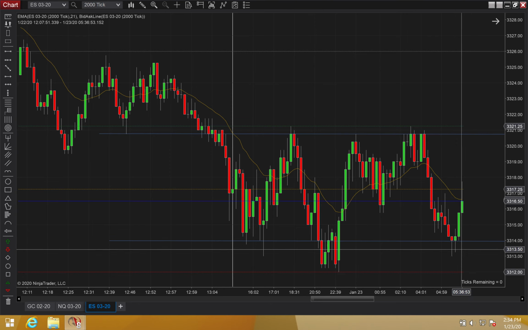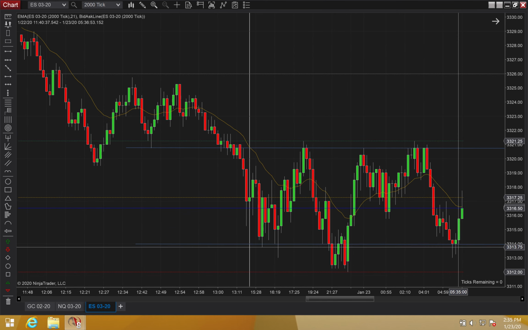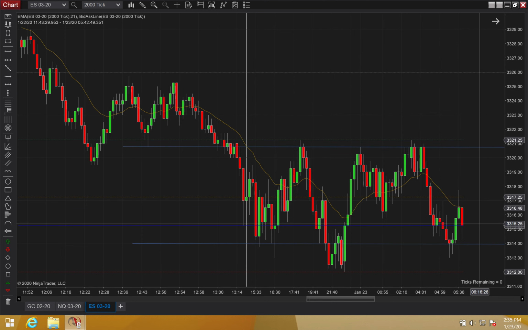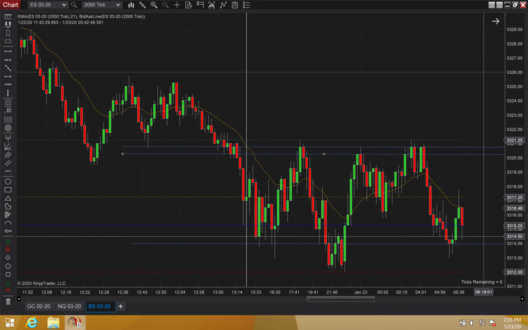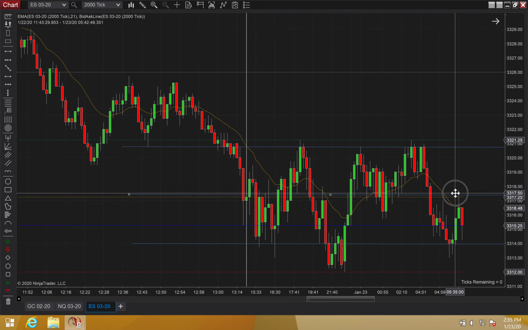And I got to the screens right around 5:30, so it's about when I started. I saw this move shoot up. So really just looking to get long somewhere down here. Same as always. There's our midline.